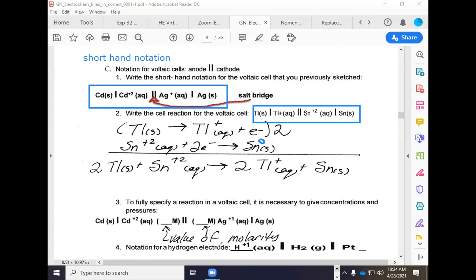And then specifically a hydrogen electrode looks like this. It uses a platinum wire and the hydrogen ion with hydrogen gas and then the platinum wire. So this is just it, the notation for the hydrogen electrode. And the platinum is expensive, and that's one of the reasons you don't want to break this.